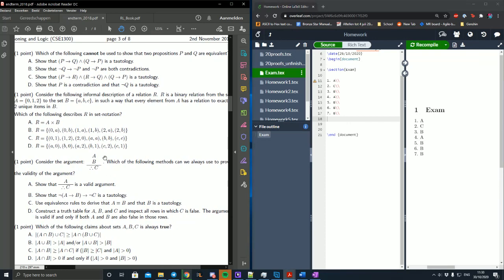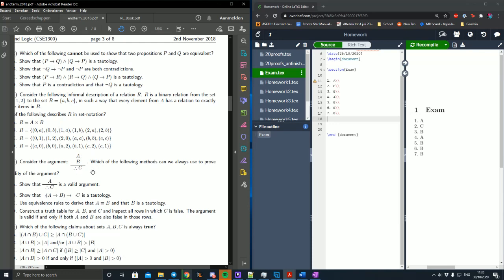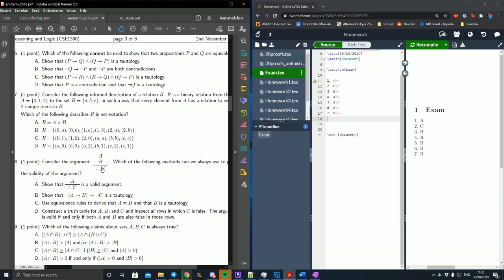Consider the argument if A and B then C, or A and B therefore C. That's the real way to pronounce this. Which of the following methods can be used to prove the validity of this argument? Show that A implies C is a valid argument. I don't think that's correct. Show that if not A implies B, then not C is a tautology.